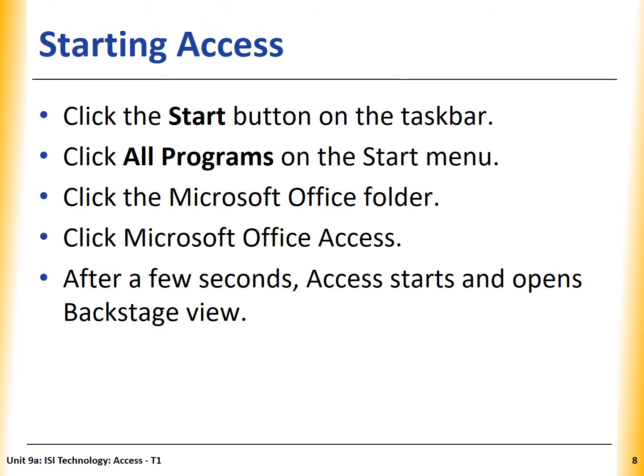Now let's talk about general basics that you are going to use to start Access. I believe all of you should know how to start a program, but anyway, I'm going to tell you how to do that. Click the Start button on the taskbar, click All Programs on the Start menu, click the Microsoft Office folder, click Microsoft Office Access. After a few seconds, Access starts and opens Backstage View, or you can simply search for it next to the window on the taskbar on your desktop. Just type Access and click on it, and the program will start up.